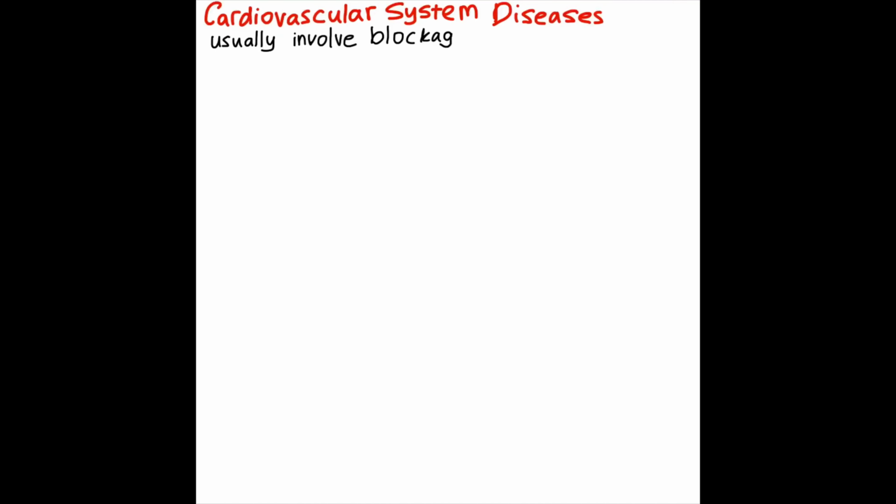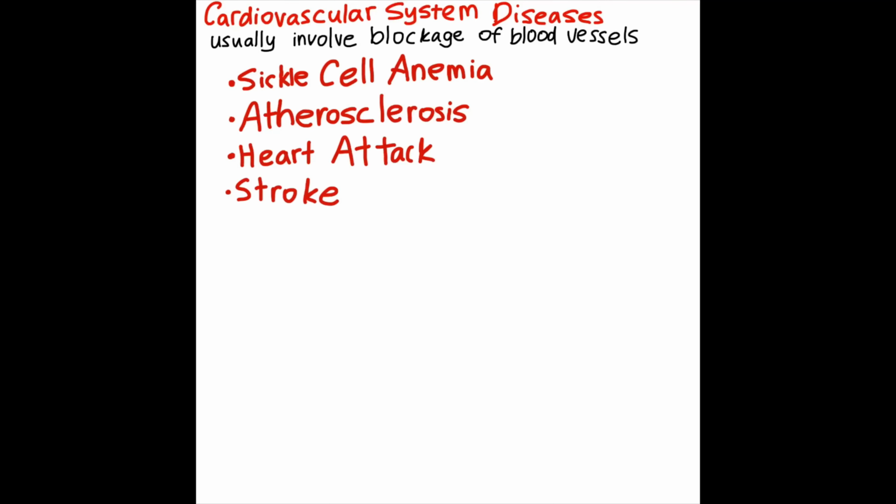Now let's look at some diseases of the cardiovascular system. Because the main function of the cardiovascular system is to carry blood through our body, most of its diseases involve blockage of blood vessels. The four main diseases I would like to focus on today are sickle cell anemia, atherosclerosis, heart attack, and stroke.